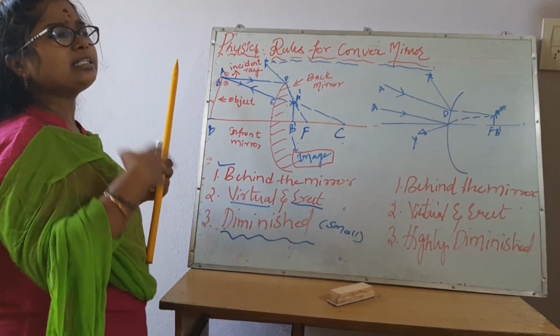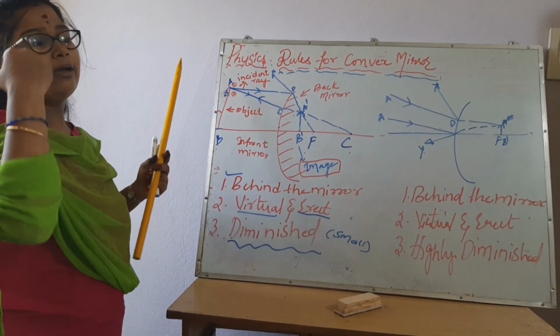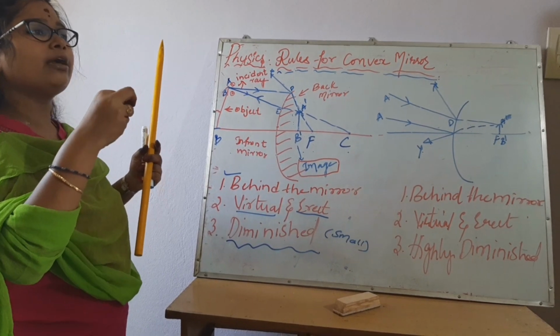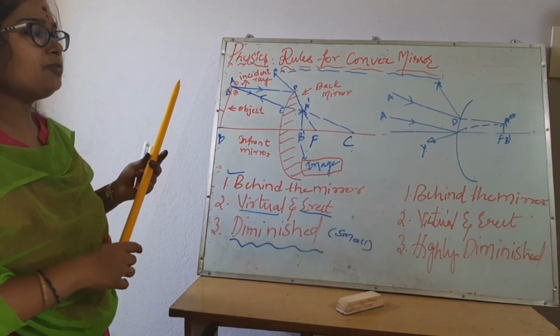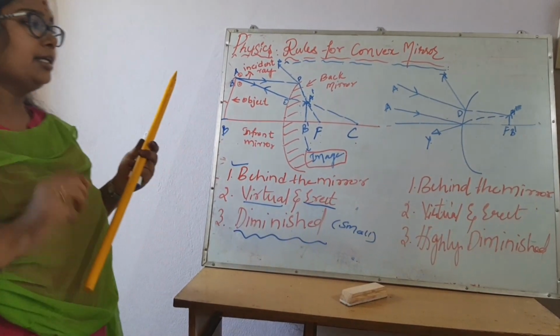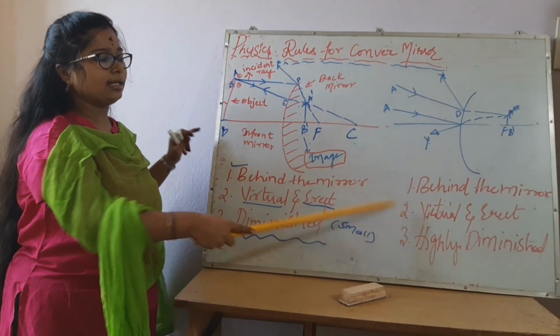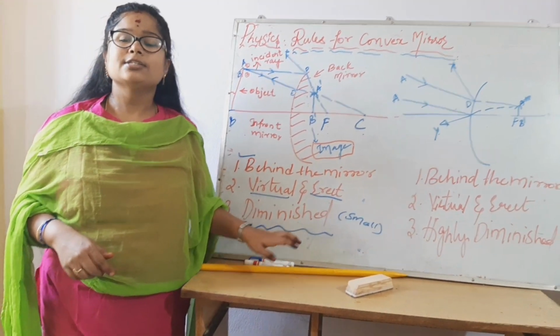And if you put your mirror and look at something, let me say 3-4 meters away, the image formed will be a point, and diminished means very small. I hope these two are the cases which we deal with in convex mirrors.